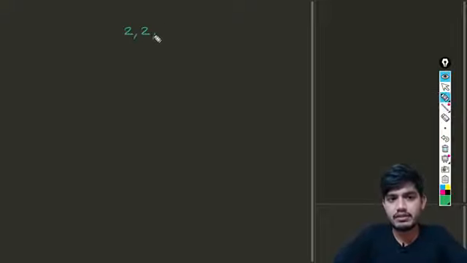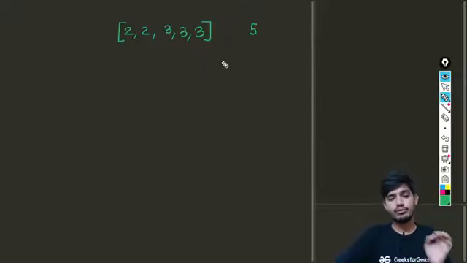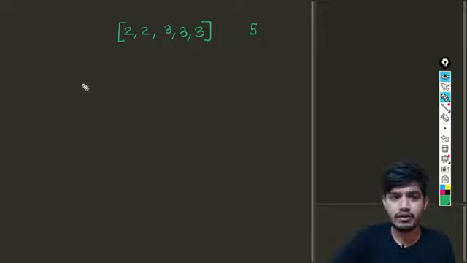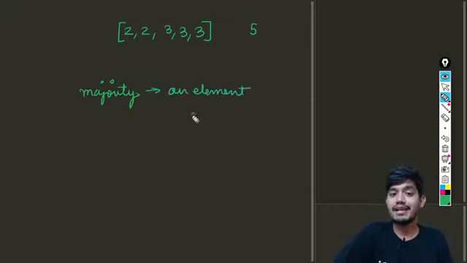We have some elements in this array, and suppose this is the array. The size for this is 5, as you can see, and we need to find the majority element. So what is this majority element? A majority element is an element that appears more than n by 2 times. More than n by 2 times.